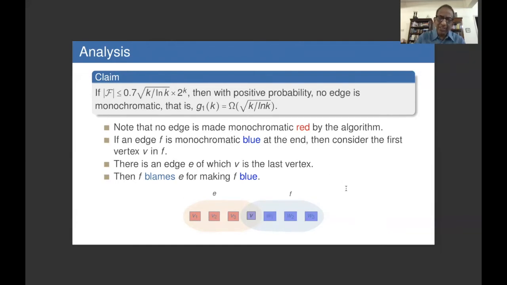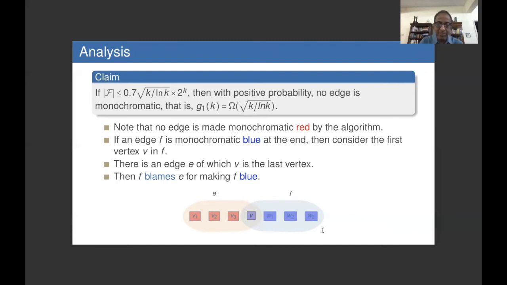Now, let us see how the analysis proceeds. And we are still working with K-uniform hypergraphs. I'll tell you later how we adapt their analysis. So the first observation is that we never make any edge completely red, because when the last vertex of that edge was being considered, we would have made that vertex blue. Okay. So the only way this algorithm can go wrong is that it might produce monochromatic edges which are entirely blue. And let us see how that might happen.